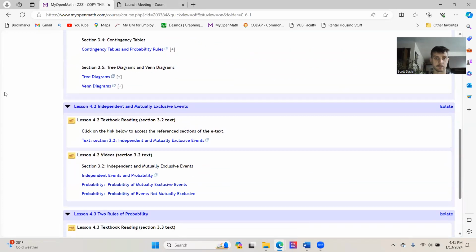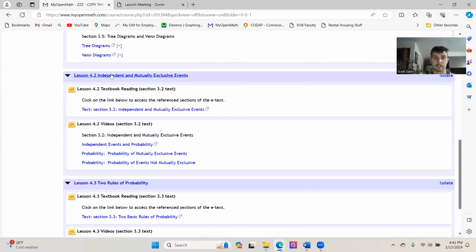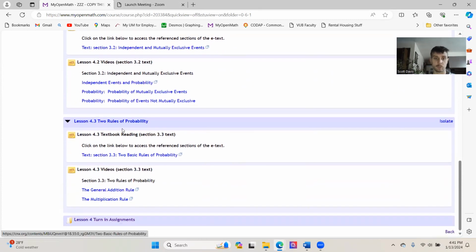And so 4.1 is the introduction, independent and mutually exclusive events. These are different ideas. Make sure you don't confuse the two of them. And then we have a couple rules of probability, an addition rule and a multiplication rule. If you get through that homework, the turn-in assignment is not meant to be particularly challenging. Just can you show your work? Do you understand these basic probability ideas?